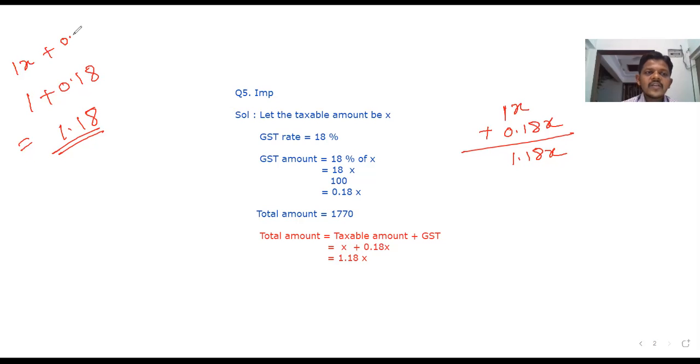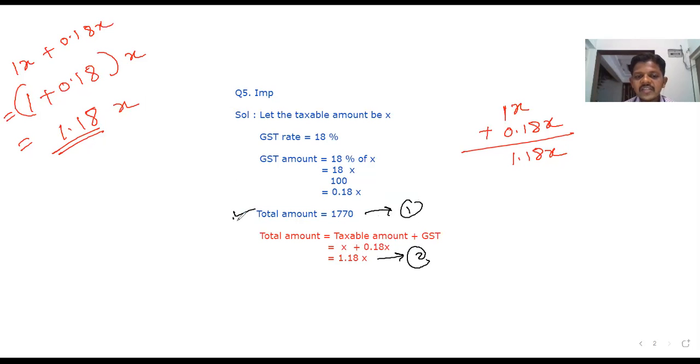1x plus 0.18x, what do you do? Taking x common, distributive property, 1.18. Correct? Yes, sir. So this is your equation number 1. This is your equation number 2. Equate the total amount. They have given 1770. And you know that this total amount is nothing but 1.18x, because x is the taxable value and 0.18x is the GST amount. So 1.18x is 1770. Do you understand?